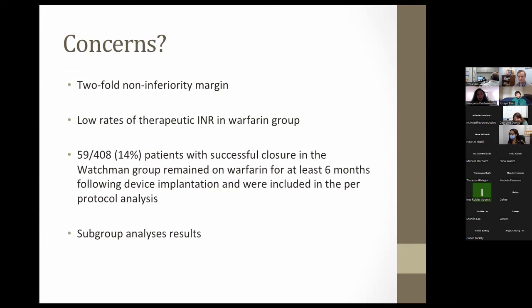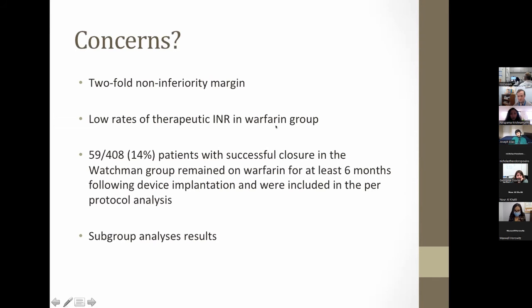And then there's some crossover in terms of the treatment arms, right? So 14% of patients stayed on warfarin for at least 6 months after the Watchman implantation. But again, this is something that could happen in the real world. And then there are some concerns about the subgroup analyses as well.